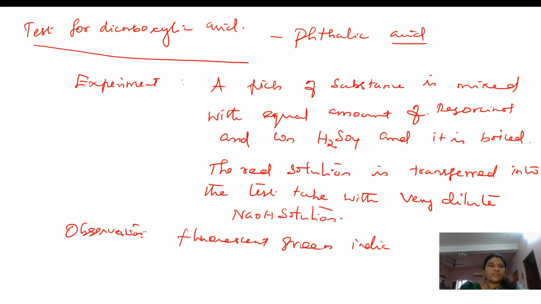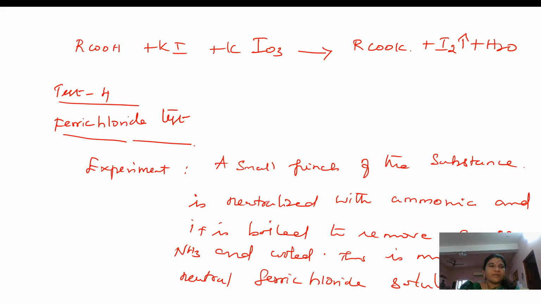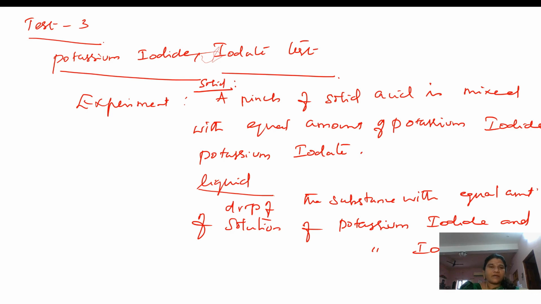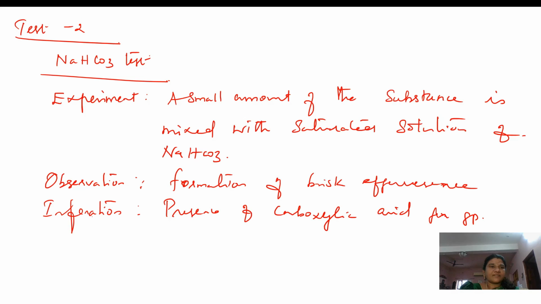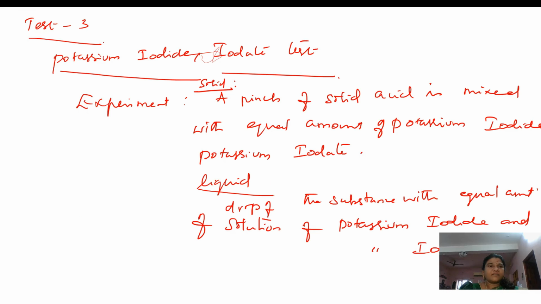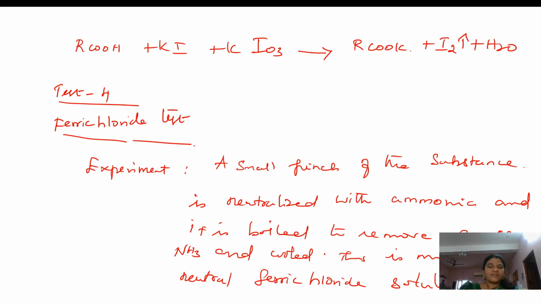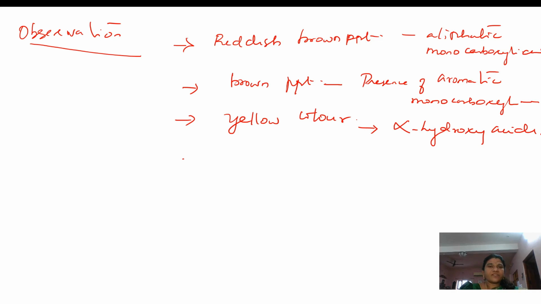Okay, my dear students, in this class we have discussed the tests which are used to find out the functional group of carboxylic acids. Test 1 is the litmus test, test 2 is the sodium bicarbonate test, the third one is the potassium iodide test, the fourth test is the ferric chloride test, and the next test is the fluorescent test.